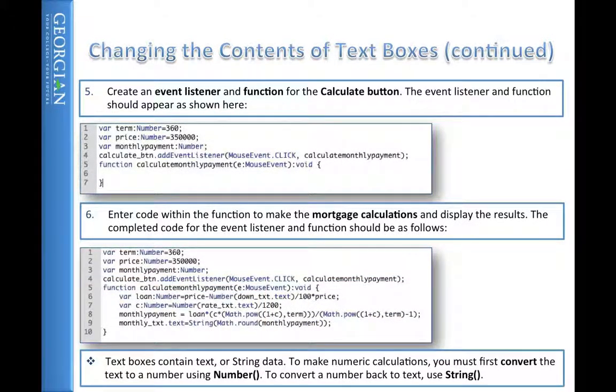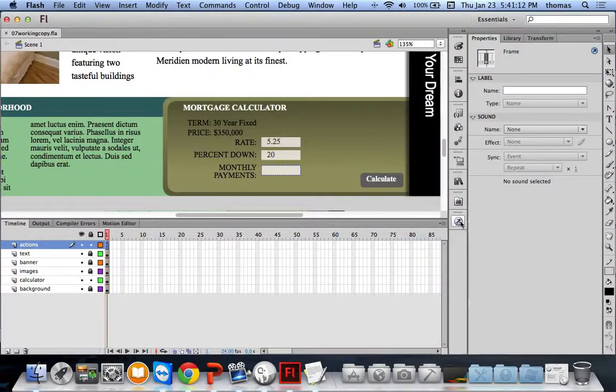So we've declared variables, and now what we need to do is create an event listener for the calculate button. So again, there are two ways to do it. We can do it automatically with our code snippets, or we can try and type it in on our own, which is what I'm going to do. So again, we're going to add an event listener for a mouse click, and we're going to create a function called calculate monthly payment.